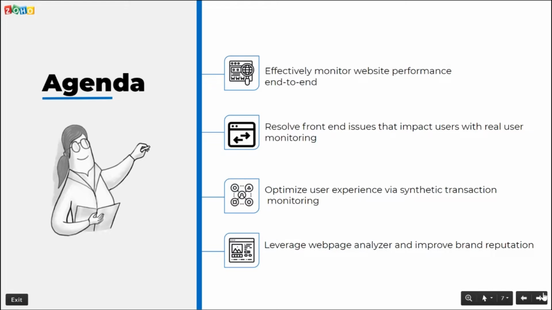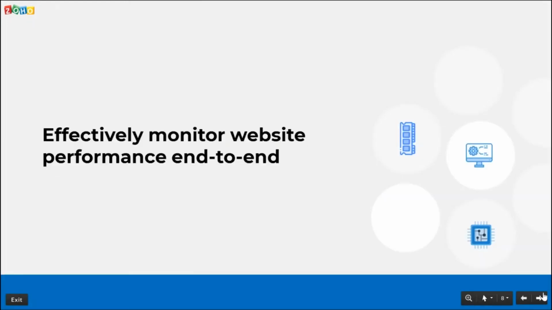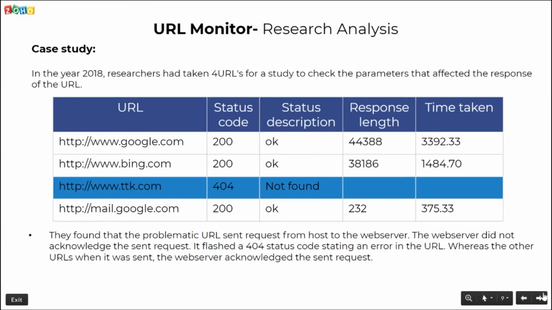So the first topic is how to effectively monitor website performance end to end. Before getting into the topic, let's see one of the case studies which I have read recently. In the year 2018, researchers studied 4 URLs to check the parameters that affected the response code of the URL. So these are the 4 URLs which you're seeing on the table.